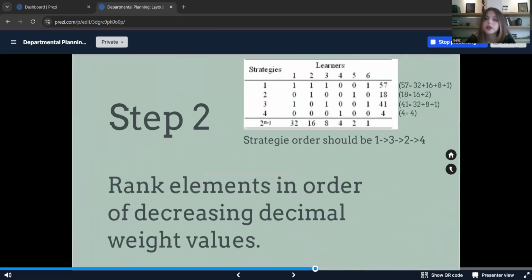In here, we're ranking rows by scanning the decimal weights. In the example, row 1 has the weight of 57, row 3 has 41, row 2 has 18, and row 4 has 4. So the new row order is 1, 3, 2, and 4.